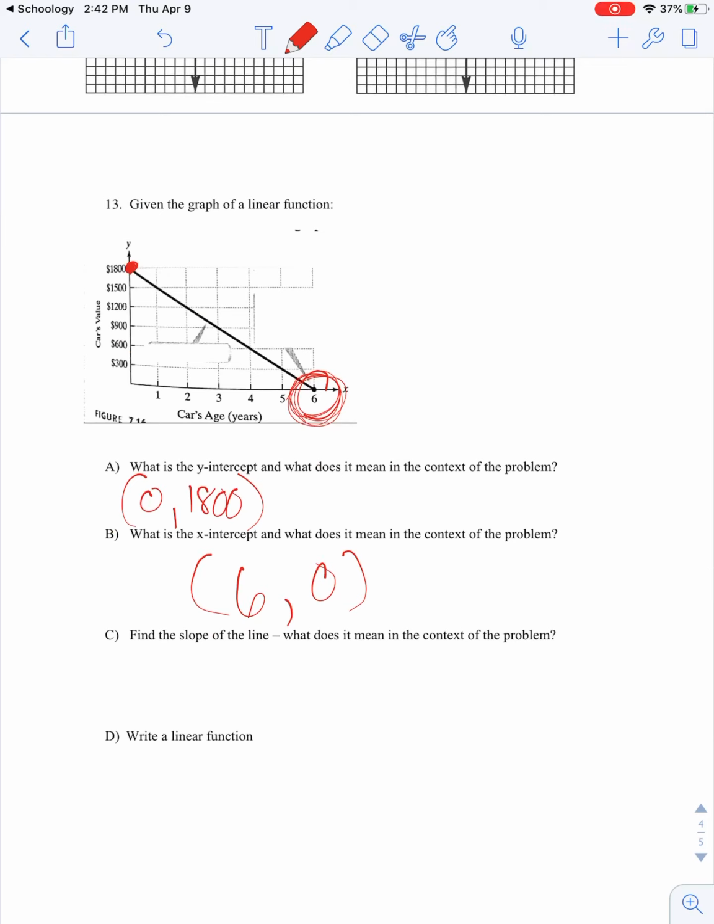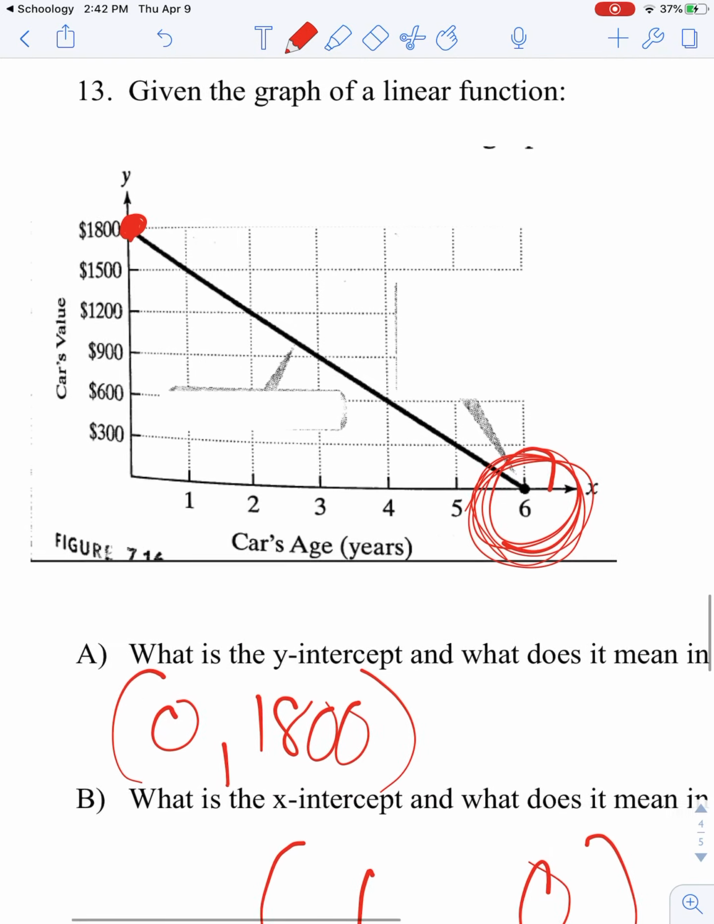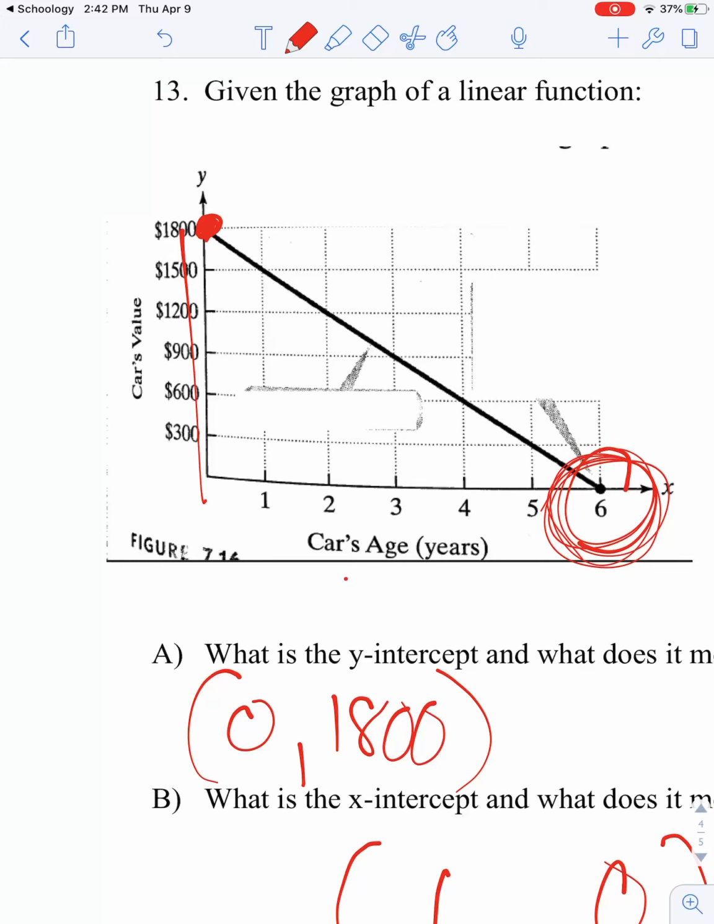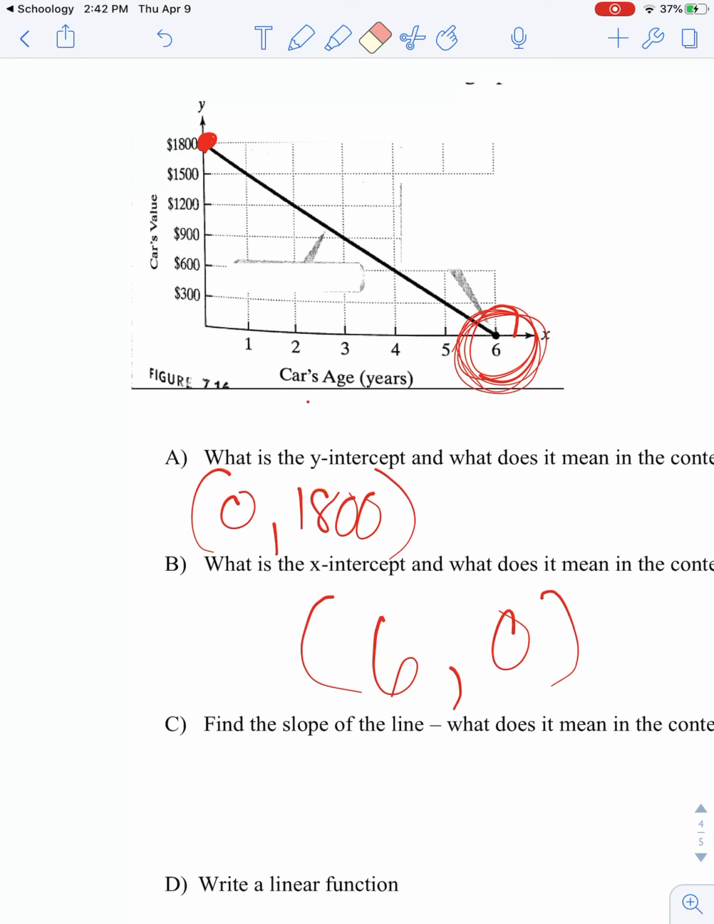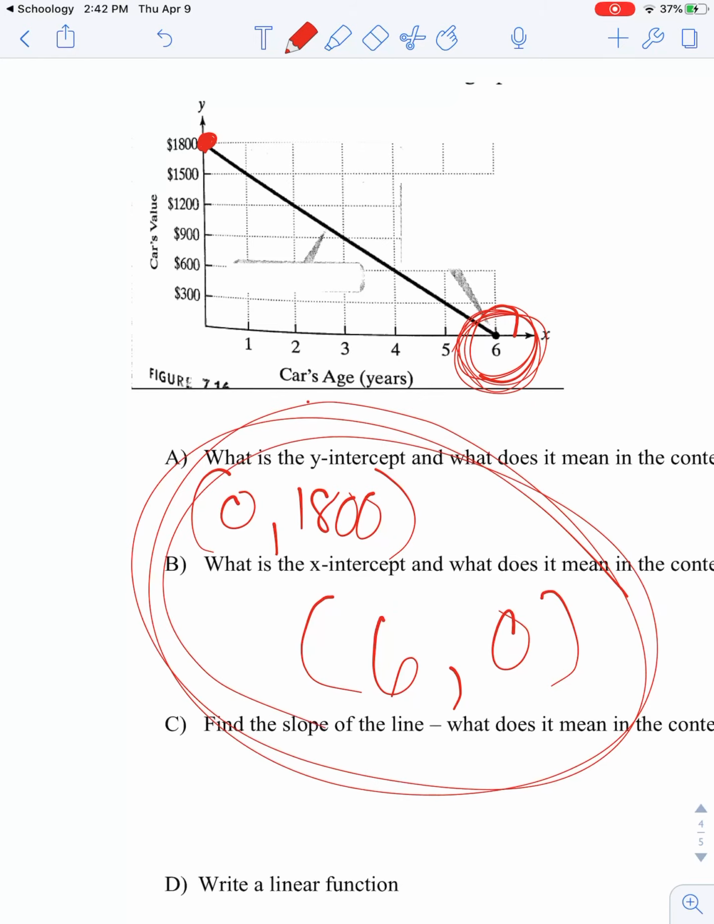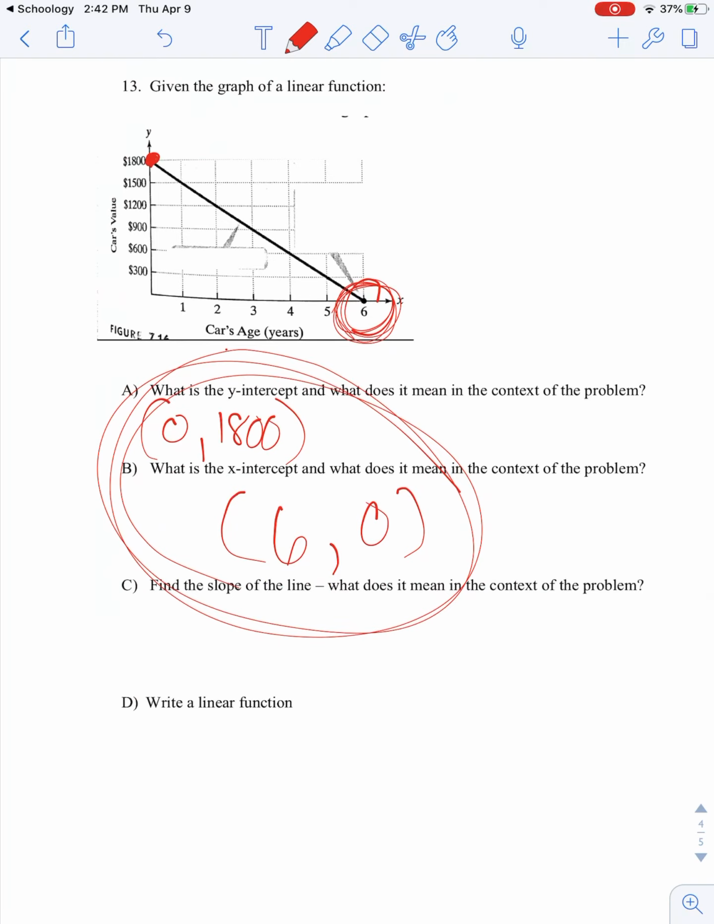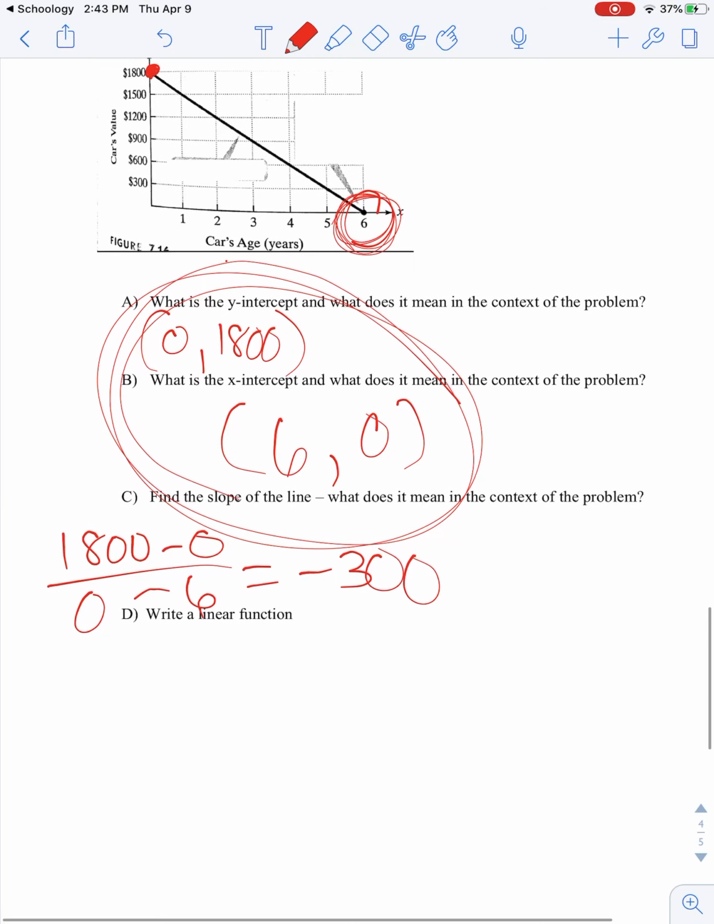And what does it mean? The slope here, if you want to, you can do a couple of different things. You can literally count rise over run, or probably your best bet is to take these two ordered pairs and do your y minus y over x minus x. You're going to get 1800 minus 0 over 0 minus 6, which means that the slope is negative $300 per year. That means the value of the car is decreasing $300 every year. So the value is going down.